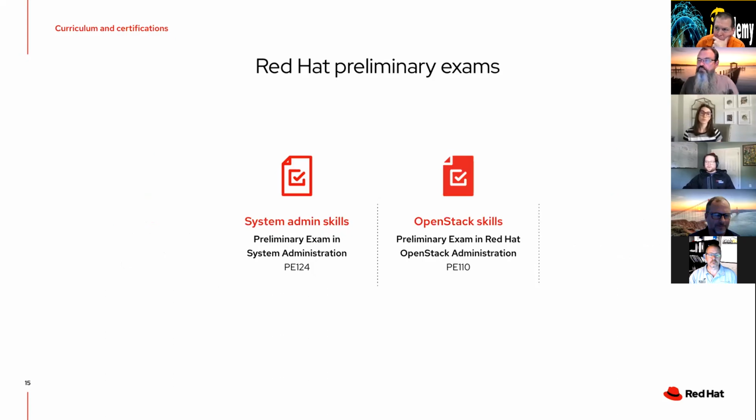Then I've mentioned the preliminary exam. So we have the PE 124. That can be taken after the System Admin 1 course, and the normal cert is after System Admin 1 and 2. But this preliminary exam is really to help your students be comfortable with the testing format that we have, as far as it being 100% performance-based, and really to help them be more confident with being prepared for it.